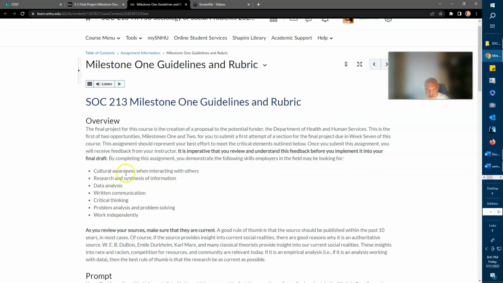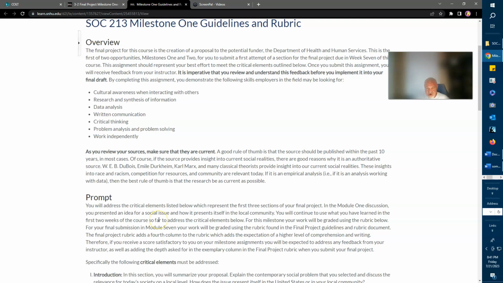Here are the things. Cultural awareness, research and synthesis of information. Another thing I saw that was a problem is people hand me a series of quotes. You can't do that. Data analysis: what does the data tell? Some people did excellent work. Critical thinking means basically all of the above. Problem analysis and solving, and then working on your own. Okay?